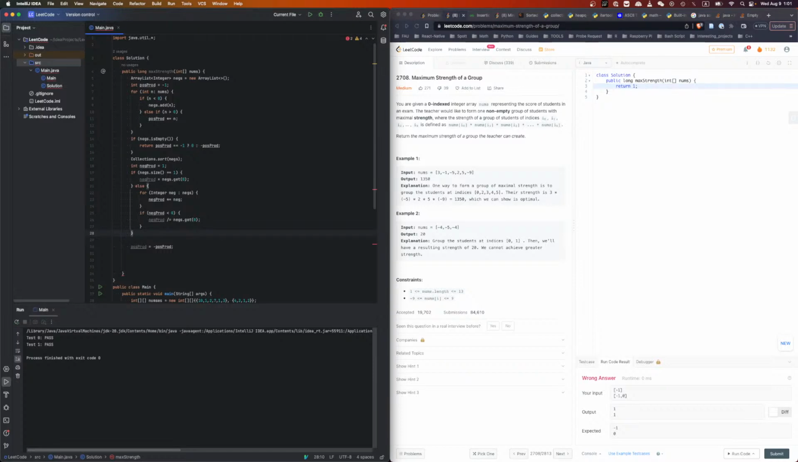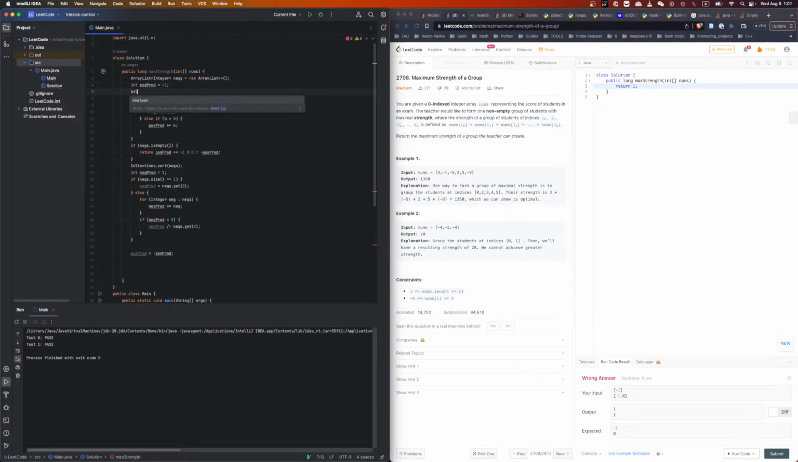So we have negative product. Then we need to know if there is any zeros in it. If there is 0, we should do 0. If there's no 0, but how do I know if there is 0? So let's do this. Boolean has 0, false. Actually, I don't have to initialize those false as well.